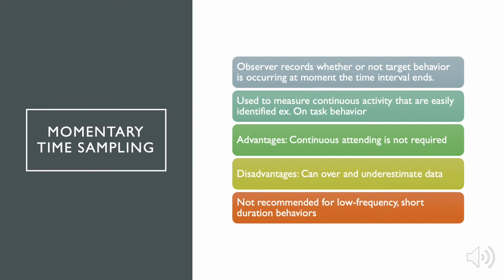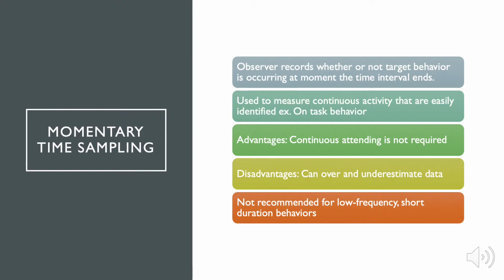Alright, so talking about momentary time sampling, this is when the observer records whether or not the target behavior is occurring at the moment the time interval ends. Now this is going to differ from your partial interval recording. If you can remember, that is when you record if a behavior happened at any point during the interval. It could happen for 1 second. It has to happen at least once during that interval to be counted as an occurrence.